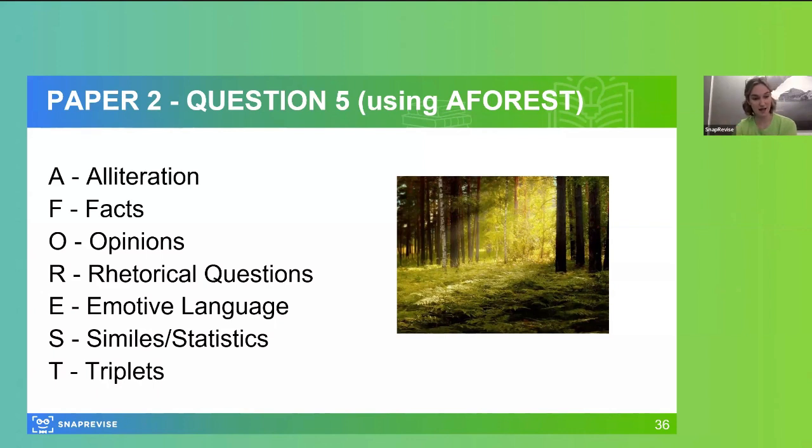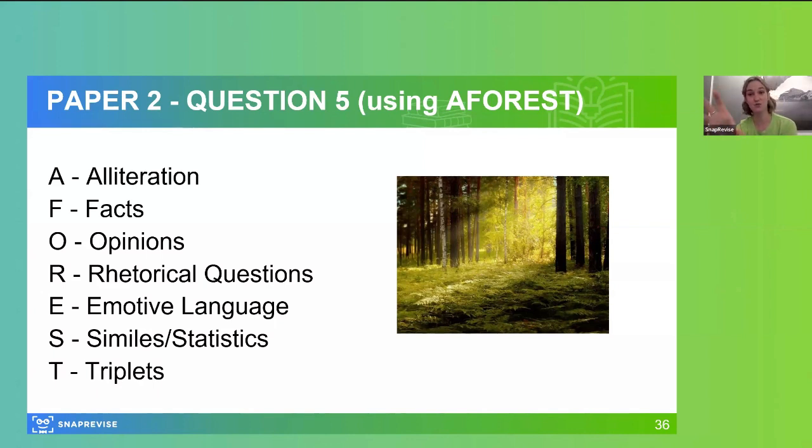Similes or statistics for S. So again, similes, you know what a simile is, something that is like something. Statistics, as long as it's feasible, you can make up a statistic for your question. So the one about cars, you could make up a statistic along the lines of 30% of children surveyed said that they would prefer to cycle to school. As long as it sounds feasible, you can just make it up.